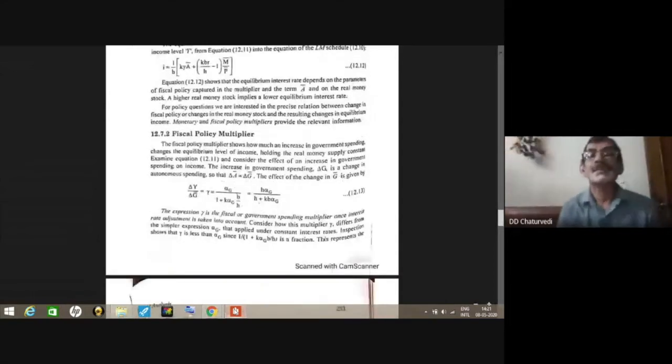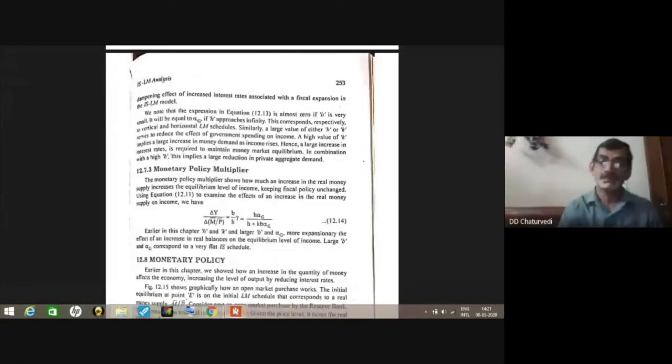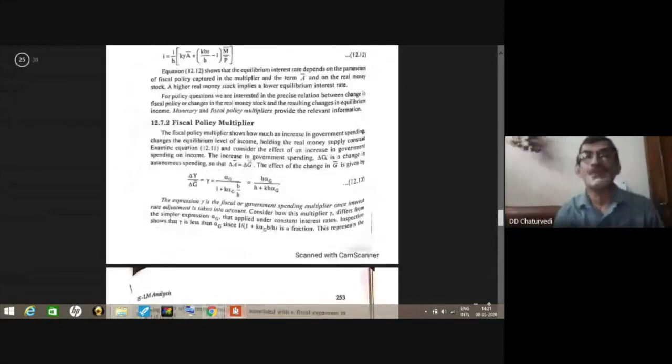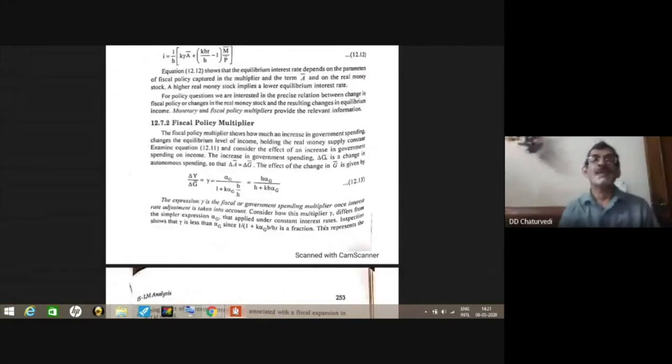Now here, this multiplier will be almost 0 if H is very, very small. So that means this fiscal policy multiplier will be equal to 0 if H is equal to 0. So depending upon the value of H, the value of gamma will also be determined. Both are moving in the same direction. If the value of H is infinity, then the value of gamma will be equal to alpha G, because in that situation, the denominator will become equal to 1.